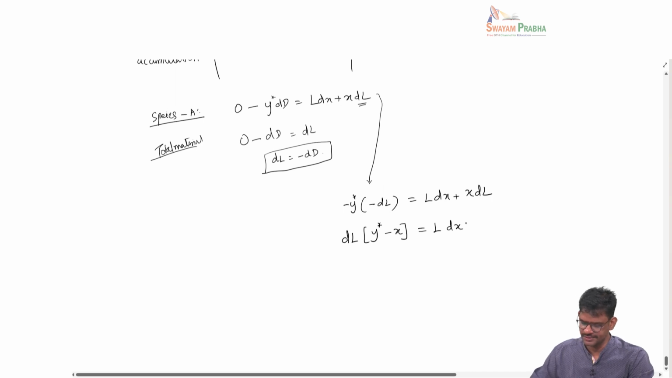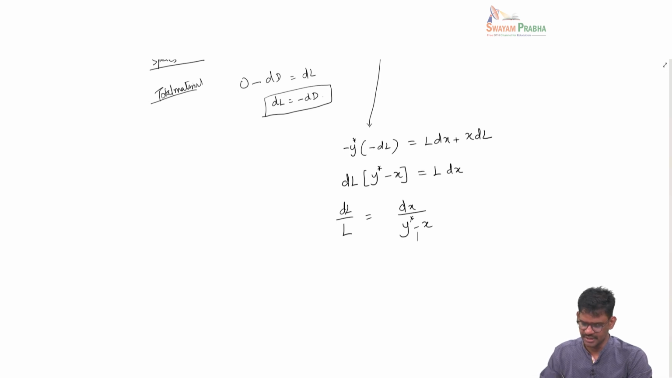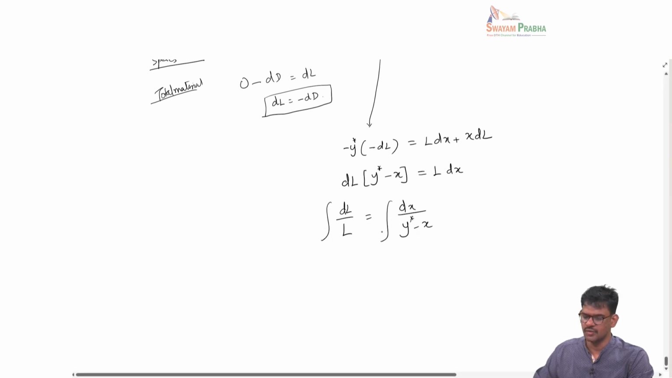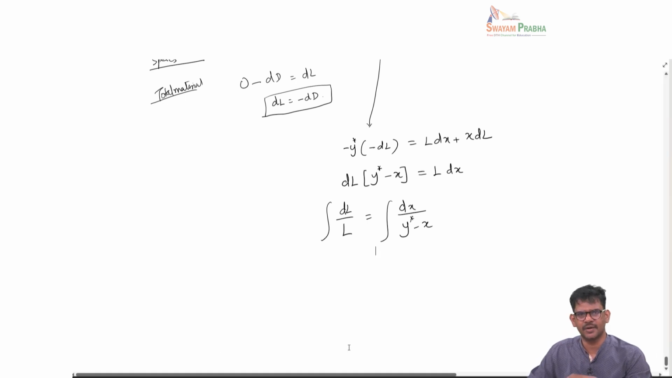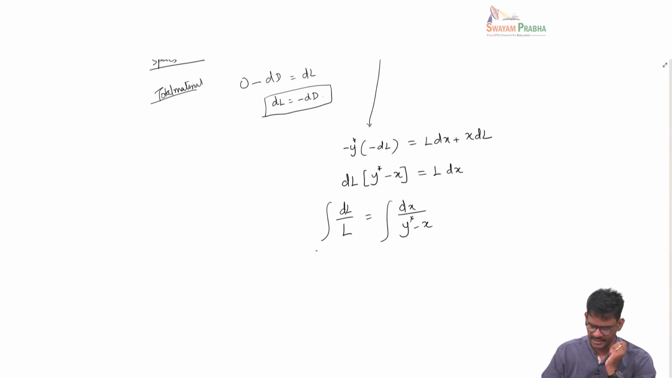Now I can separate the variables. I have dl by L here, and I have dx by y star minus x, and this can now be integrated. When we do this integral, our interest is the amount of liquid that is present at any point of the operation. That's why I am doing it in terms of L. Initially we had, I think I used F. So I can integrate from W to F, and correspondingly XW to XF.